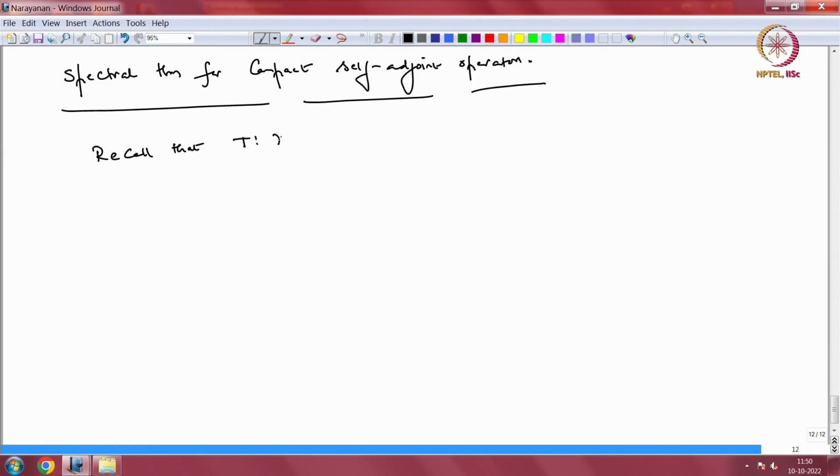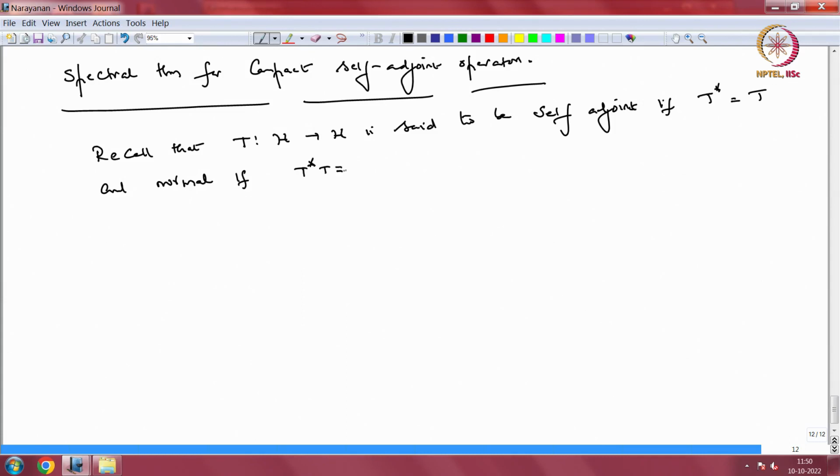T from H to H is said to be self adjoint if T star is equal to T, right, and normal if T star T equal to T T star, right.